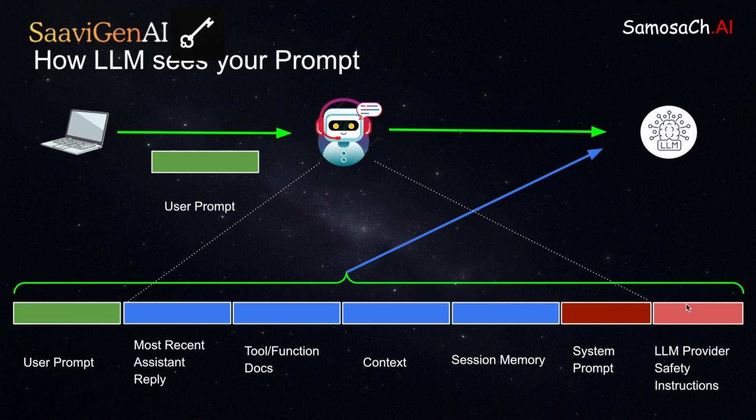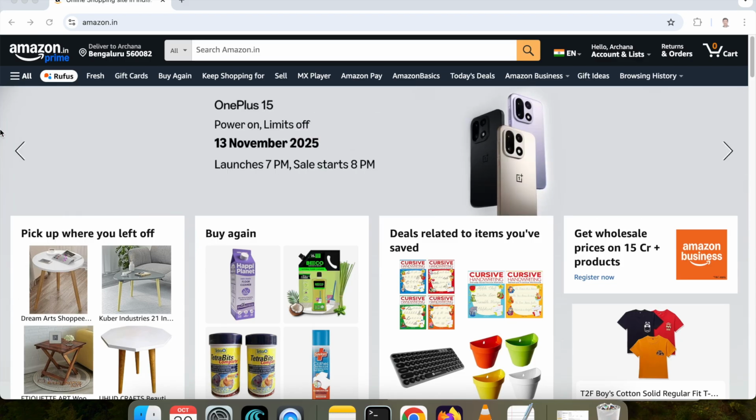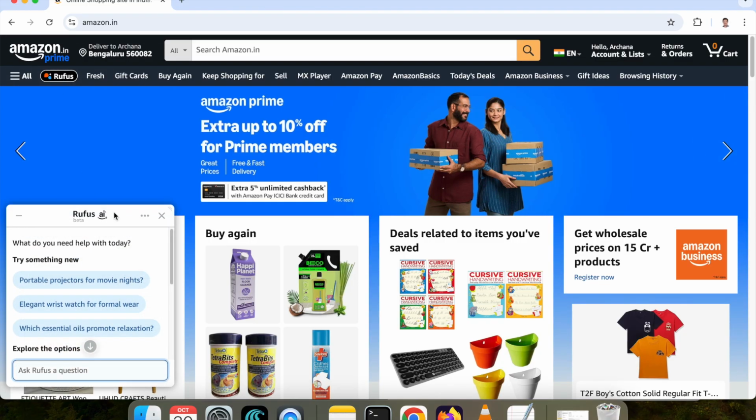But using a simple prompt, how do you extract this information? In this video, we're going to demonstrate a few examples. Here we are going to use Amazon.in as our platform, and Rufus is their AI chatbot, which is still in beta. We are going to use this platform to test our prompt injection.